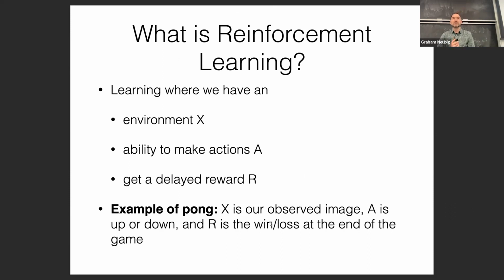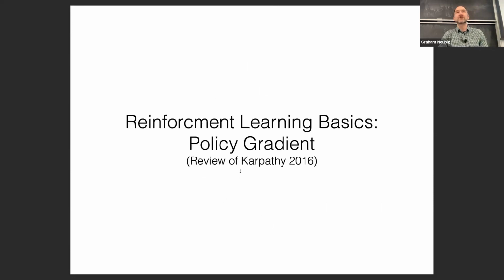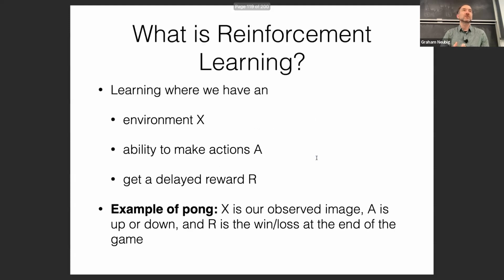Just to give an example of Pong, the very simple video game, which I also got from this very nice tutorial by Andrej Karpathy about the very basics of reinforcement learning. In Pong, X is our observed image, A is up or down, and R is win-loss at the end of the game. So at each time step, we have an observed image. We can choose between two options, up or down, and R is the win-loss at the end of the game. So any learning problem that we can frame this way can be essentially solved as a reinforcement learning problem. Can we think of an NLP problem that we could frame this way?